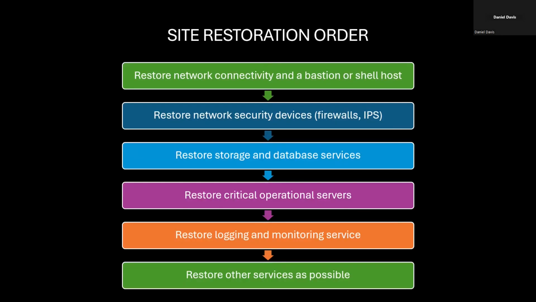If we have some type of total outage, we need to prioritize what comes back first. This is not an absolute law of the land, but it's generally a pretty good guideline to consider. Restore network connectivity, restore network security devices, restore storage and database services, restore critical operation servers, restore logging and monitoring services, restore other services as possible.